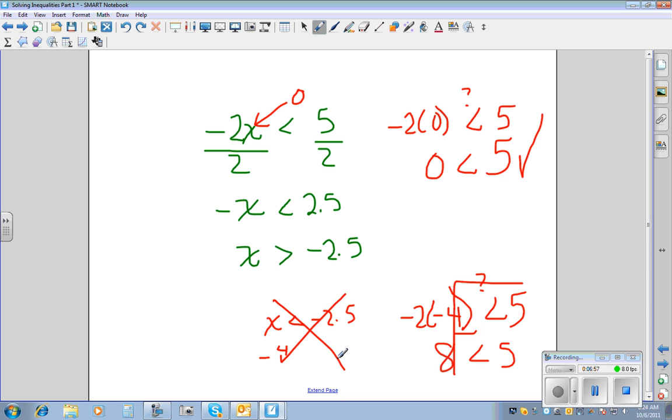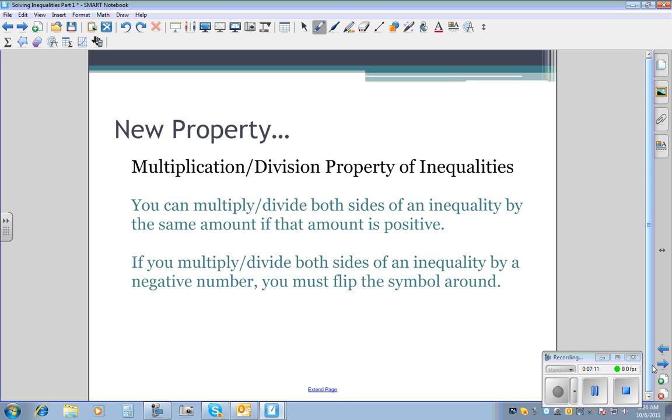Okay, now you may still be a little confused. So this is where you might pause the video, replay it, or we can go a little further forward and you can see if it's starting to make more sense. So our new property here, and this one's very different, our multiplication division property of inequalities. I can multiply or divide both sides of an inequality by the same amount if that amount is positive. But what's going on when we multiply or divide by a negative number is we have to flip the symbol around.